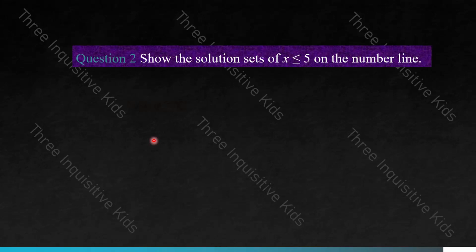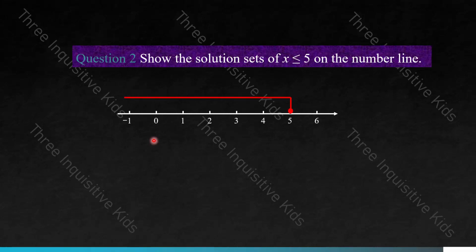Show the solution set of x is less than or equal to 5 on the number line. So here is a number line, and we first mark the point on 5. Since it is less than or equal to, it is a filled-in circle, and then everything less than that is included in the solution set.